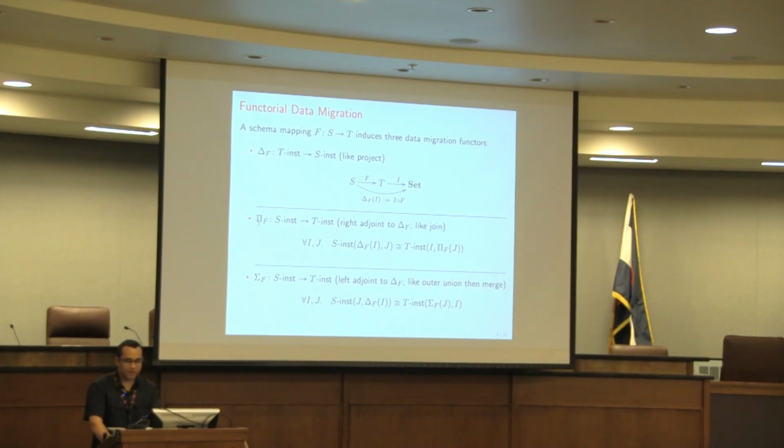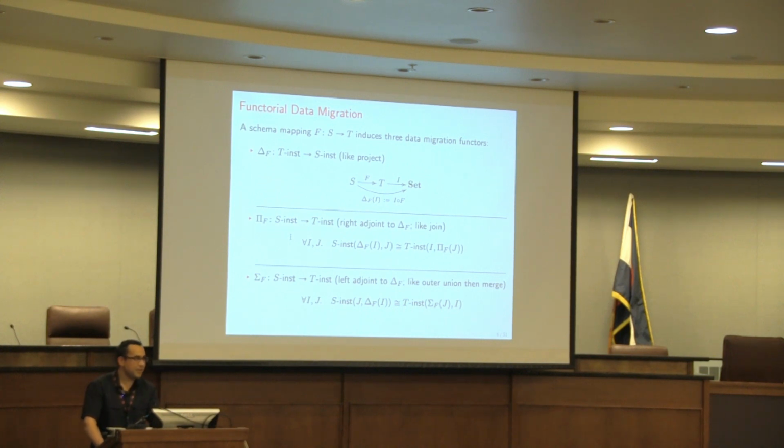Then there's two other operations that go in the same direction as the functor. So the functor between schemas goes from S to T, and pi F and sigma F go that same direction. They take instances on S to instances on T. So they are the right and left adjoints to delta. So it's actually somewhat involved to write down explicit formulations of them. So the category theorists usually just say, oh, they're the adjoints, and then prove that they exist, and then that's all you need to define them.